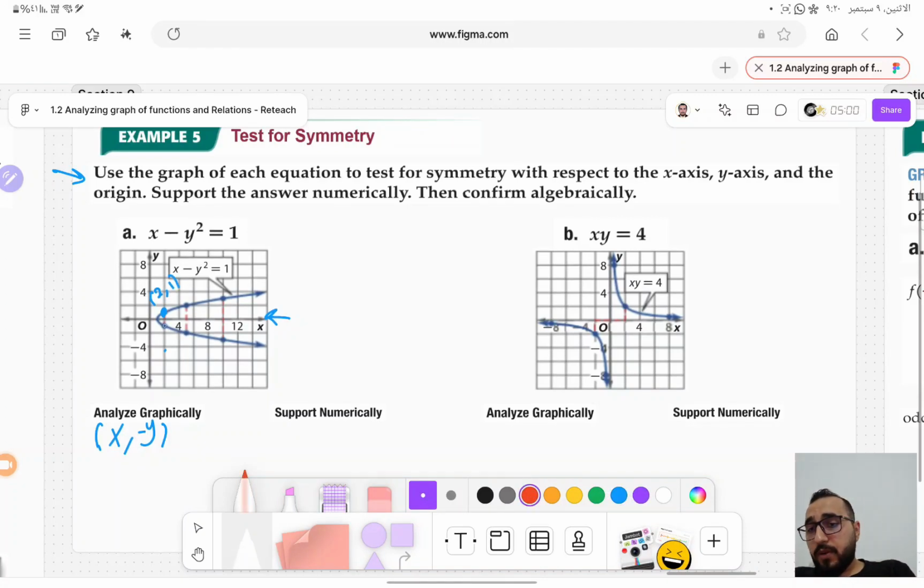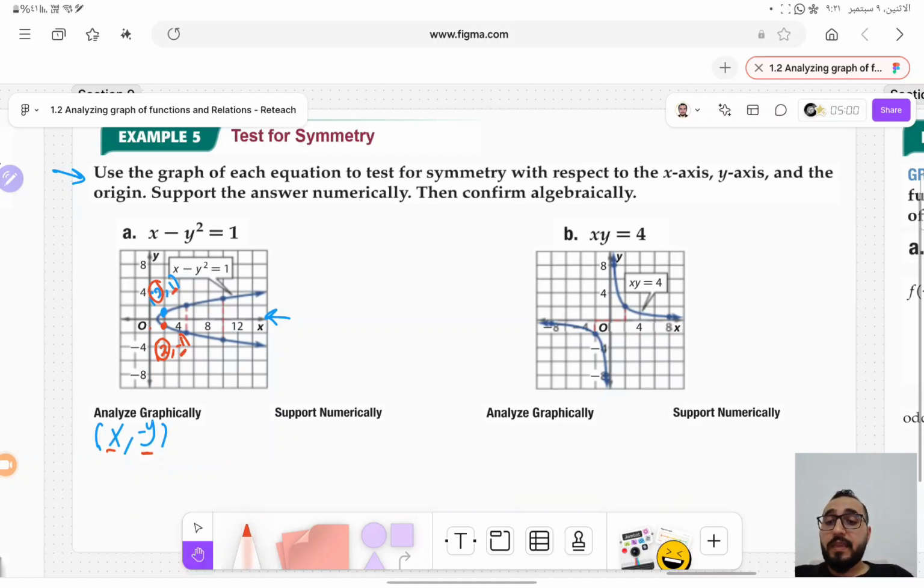Now, if you look at the point here below, it should have the same x, 2, but the y is what? It is -1. So do you see now the coordinates for this and this? X did not change, but the y changed. It was positive and became negative. So this is how we can confirm it graphically.